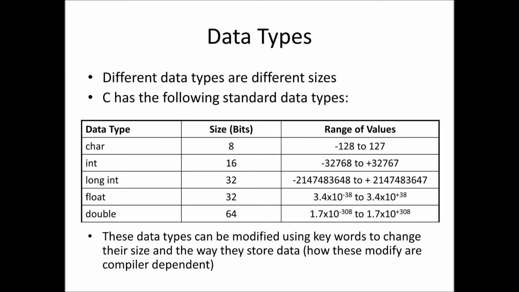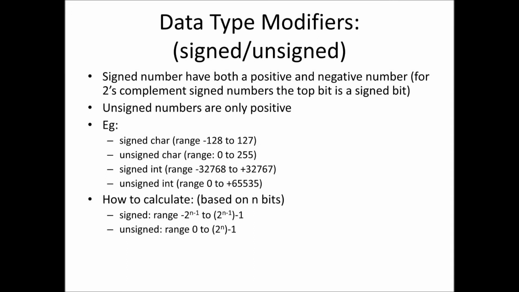We also have floats and doubles if we want to store large numbers which have decimal places associated with them. We can use these numbers as well. But the thing to be aware of is they take up extra room in memory, so they'll slow down any processing that we're actually performing.